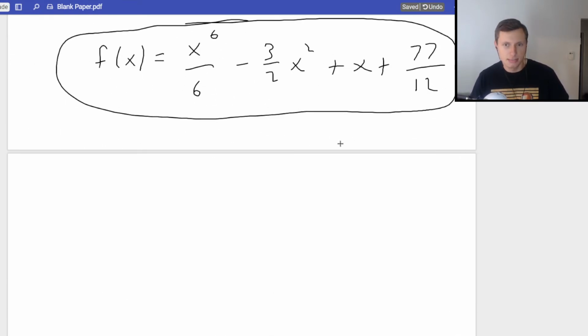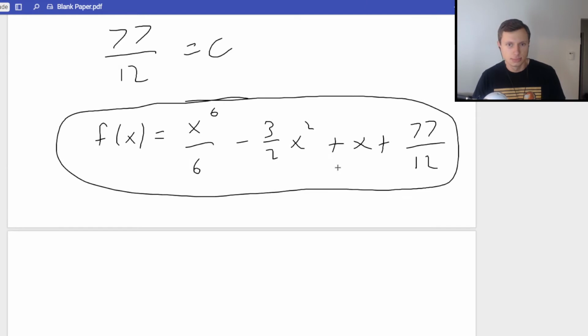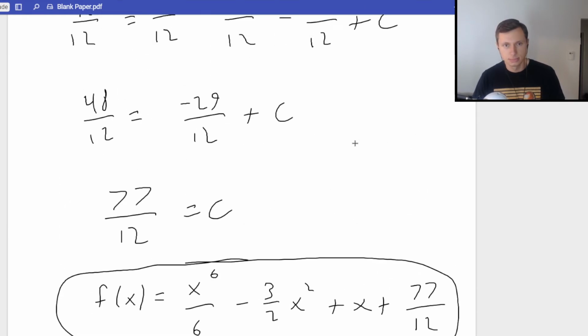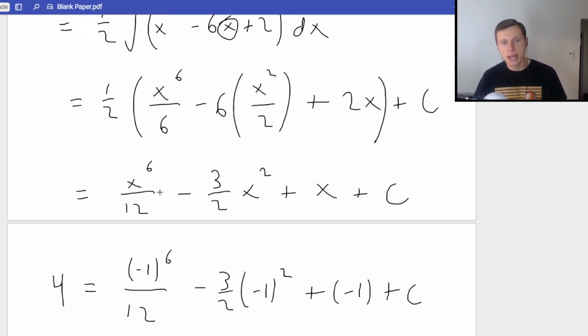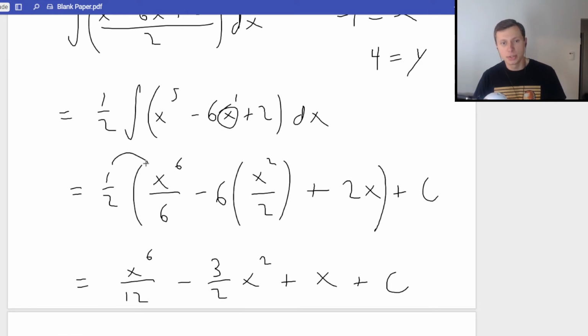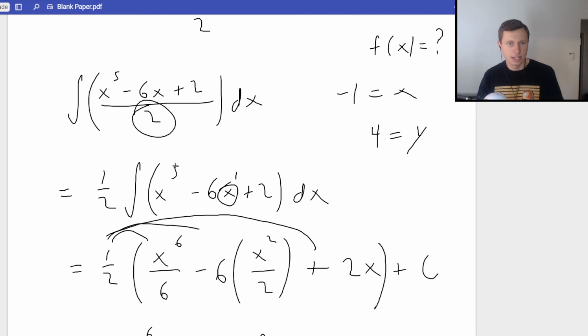Okay, thank you. Yep. Any other questions? I have one question. How did you get like the 12 in the denominator in the first place? Yes. So that was back in this step right here. I distributed the 1/2 to every term. And where did the 1/2 come from? Right here in the original problem. Okay, thank you. Yep. Any other questions?